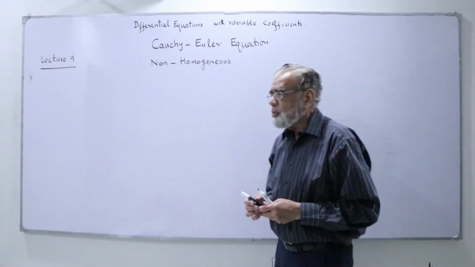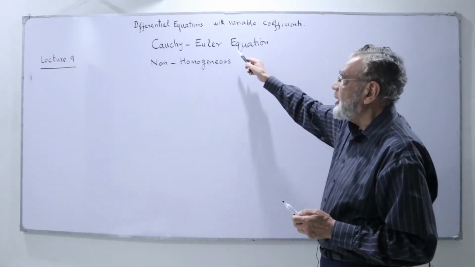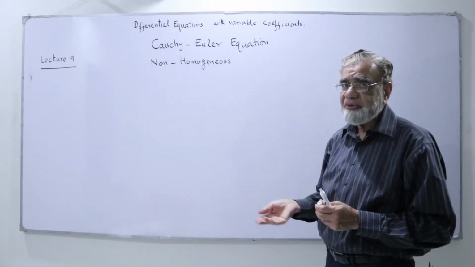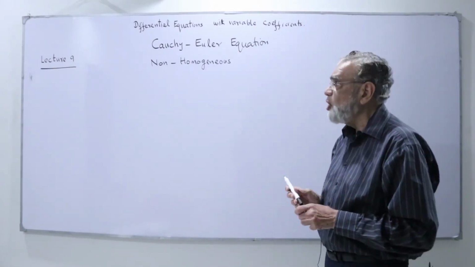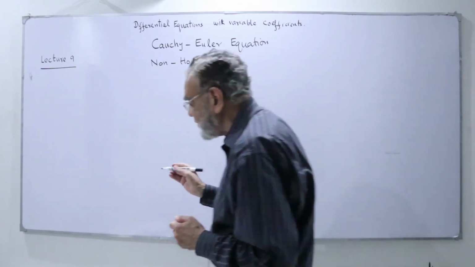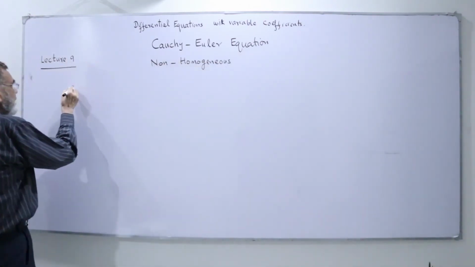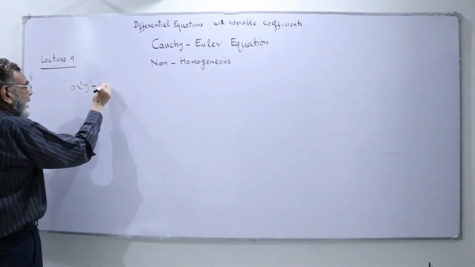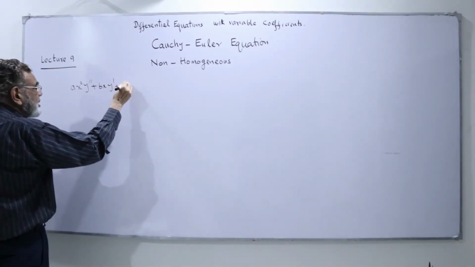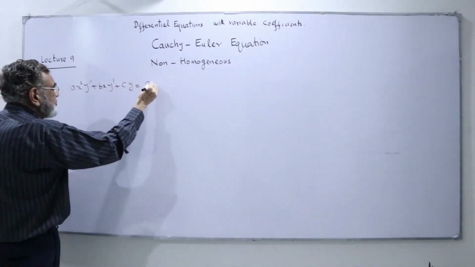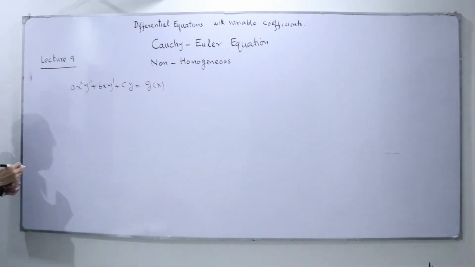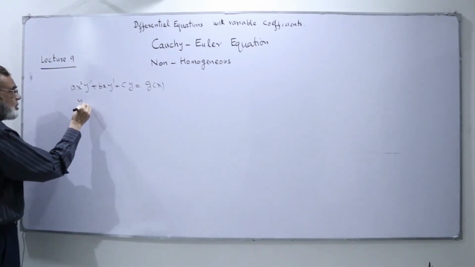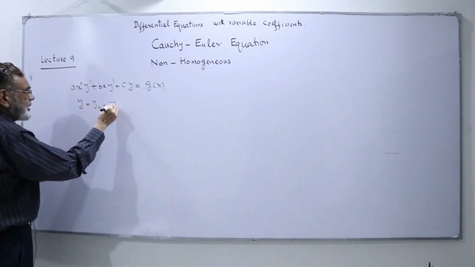The next idea is to solve the Cauchy Euler equation now in non-homogeneous form. Before that we are using the method for solving the homogeneous differential equation. So for example, I have this equation: a x squared y double dash plus b x y dash plus c y is equal to g of x. Now this is the Cauchy Euler equation in non-homogeneous form. So again the result we are going to find here is y is equal to yc plus yp.